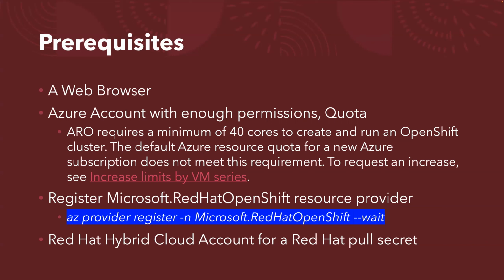Thirdly, you need to register the Microsoft.RedHatOpenShift resource provider if you haven't registered yet. If you are already using Azure, you pretty much already have Microsoft.Compute, storage, and authorization registered, so the only one left is Red Hat OpenShift. Last but not least, you need a Red Hat hybrid cloud account for a Red Hat pull secret. This is required if you want to be able to deploy your application via the OperatorHub. Once we log into the web console, I will show you where.